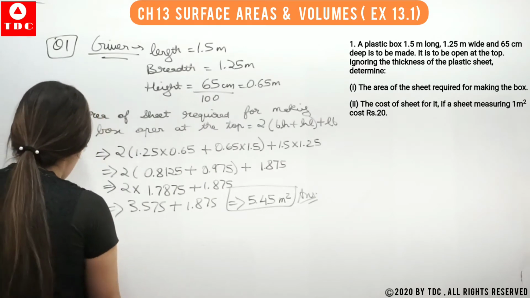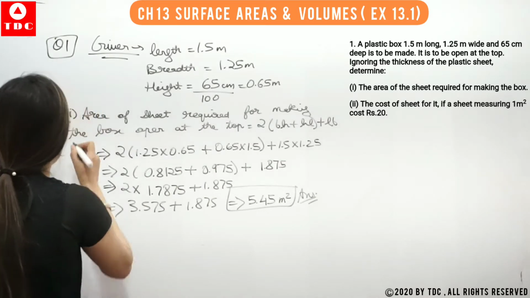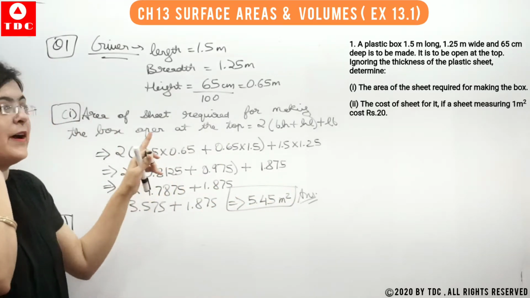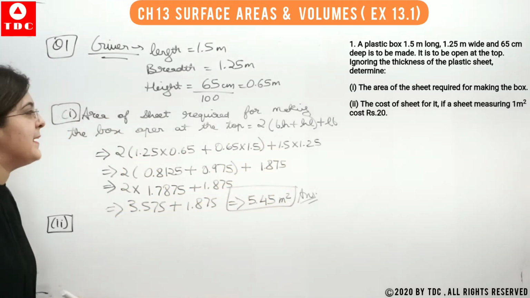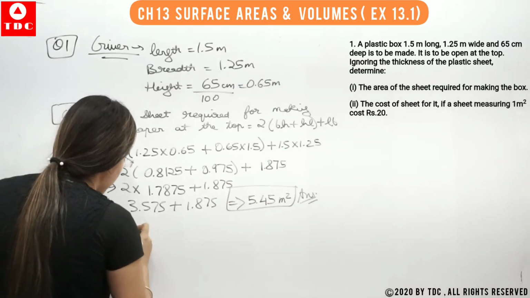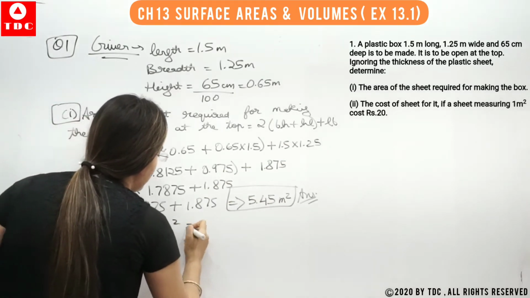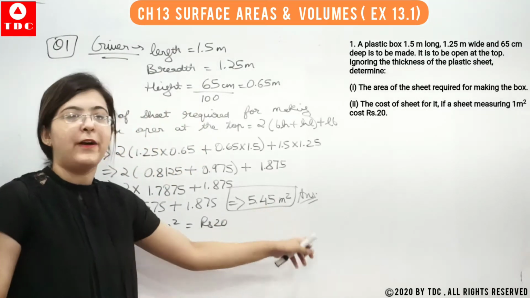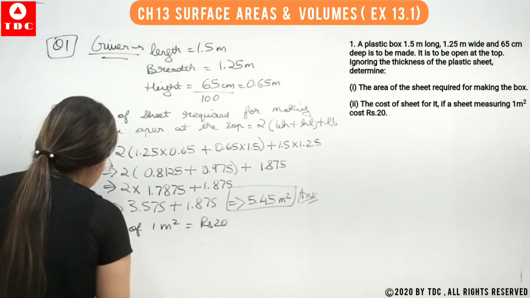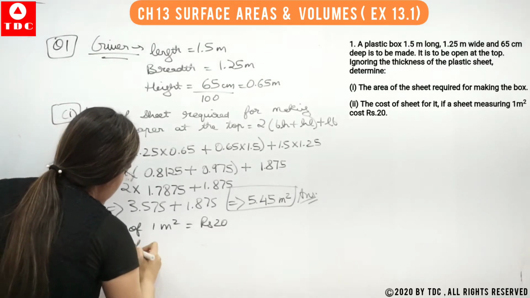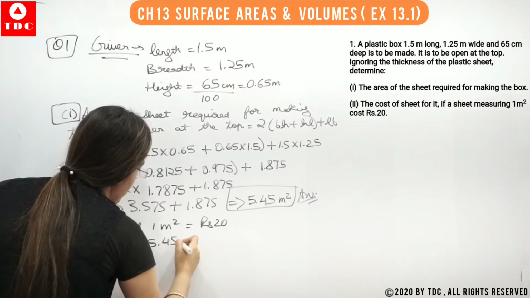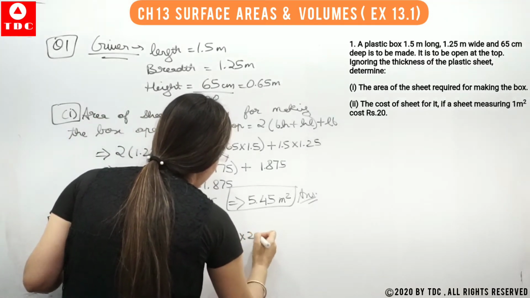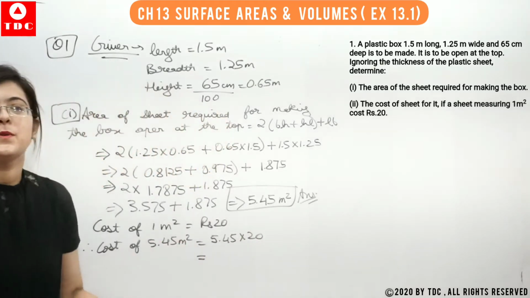Now for the second part, what we need to calculate is the cost. It is given that the cost of 1 meter square is rupees 20. So if we want to find the cost of 5.45 meter square, what will be its cost? 5.45 into 20. How much will we get?